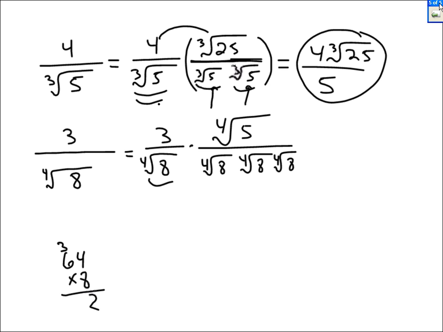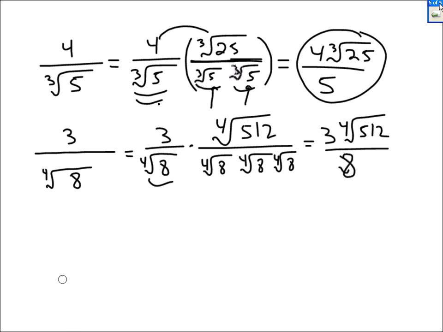The 4th root of 512. Okay, so you get 3 times the 4th root of 512 divided by 8. Now, I'm going to come back to this one because I don't know real quickly how to break that up. But there's a lot more work to be done here.